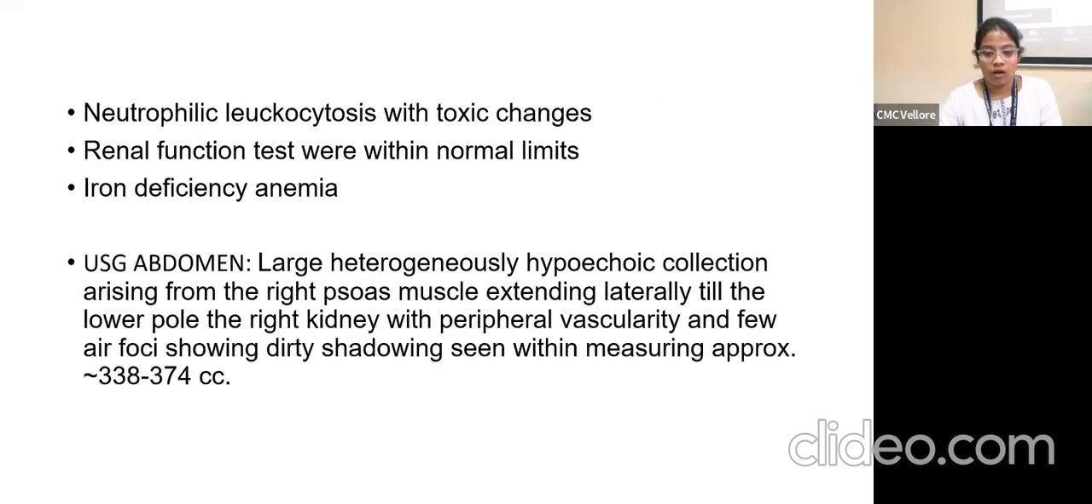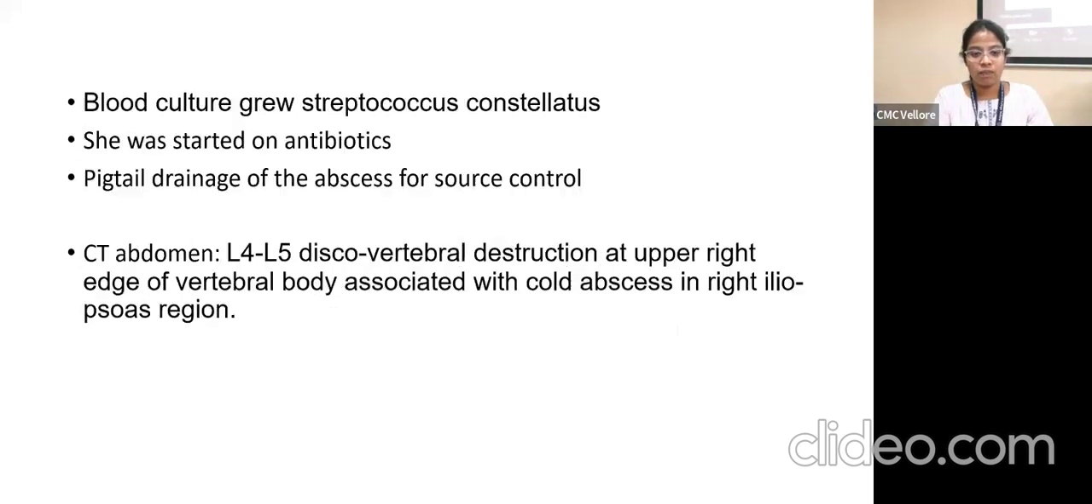On lab investigations, we found that she has neutrophilic leukocytosis with toxic changes. The renal function and the liver function tests were within normal limits, and she was also found to have iron deficiency anemia. Ultrasound abdomen was done to rule out the above said differentials, which showed a large heterogeneously hypoechoic collection arising from the right psoas muscle, extending laterally till the lower pole of the right kidney, with peripheral vascularity and a few air foci. At that time, we did a blood culture, and the blood culture grew Streptococcus constellatus. She was started on antibiotics, and for source control, pigtail drainage of the abscess was done.